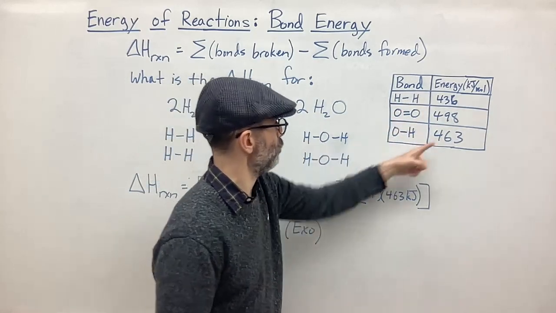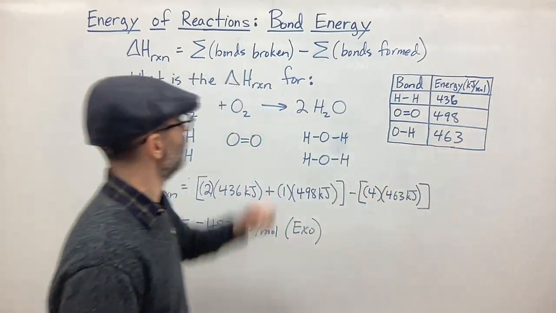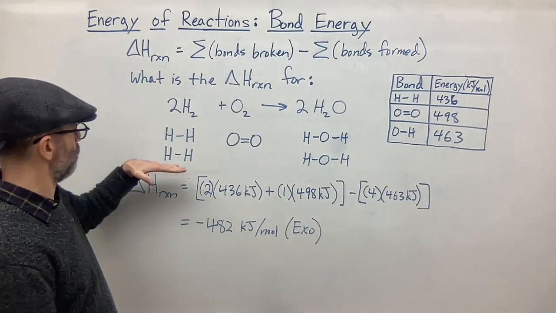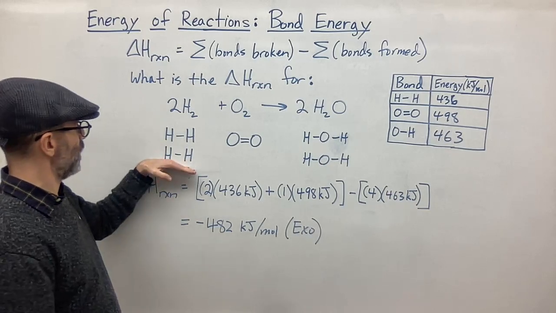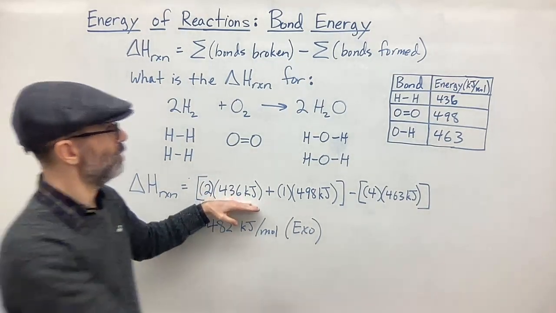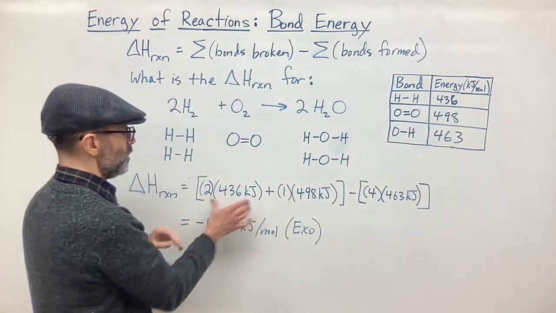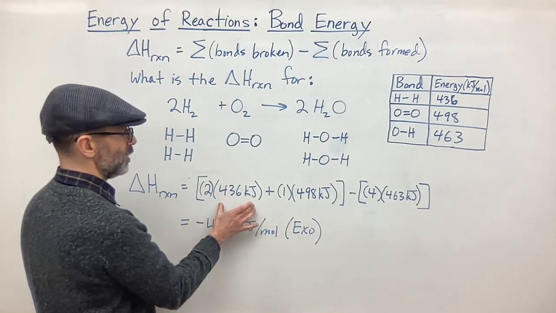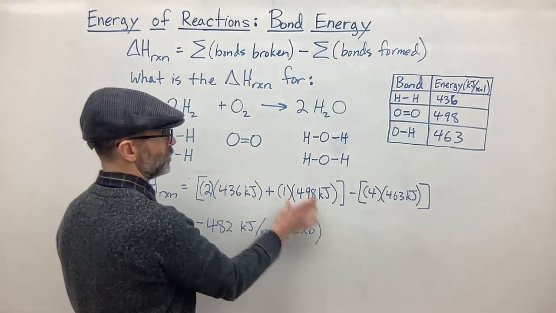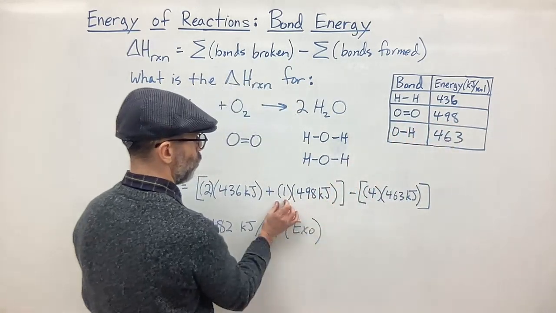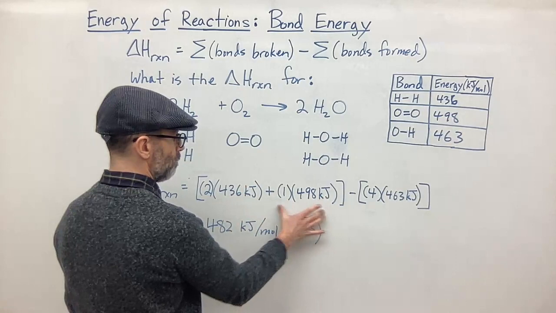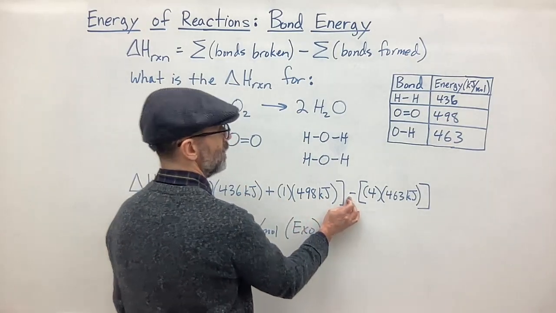Okay, so here I can use the table of values and plug them into my equation. It's the sum of the bonds broken. I have to break 2 hydrogen single bonds, so that's 2 times 436 kilojoules. Plus 1 oxygen double bond, so 498 goes here, 1 times 498 kilojoules. All of that added together is my bonds broken. And then I'm going to subtract the bonds formed.